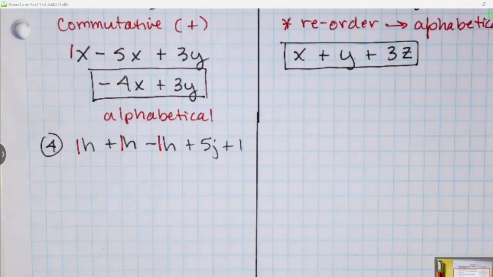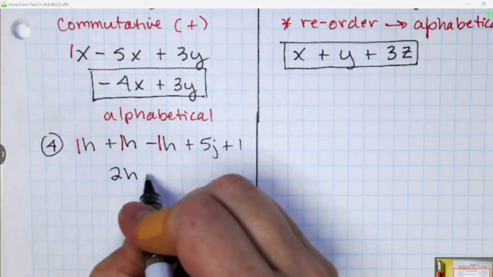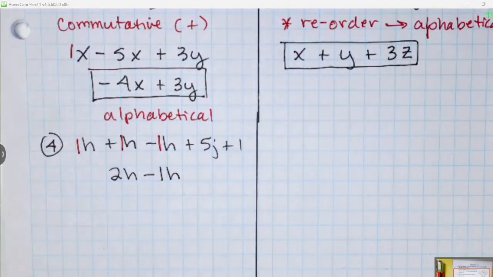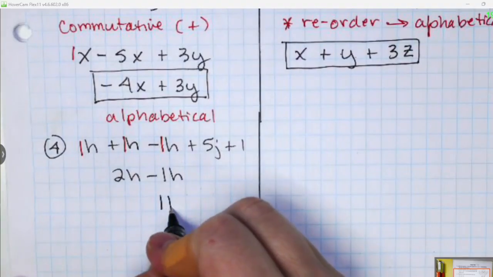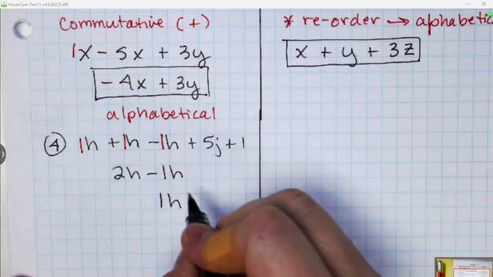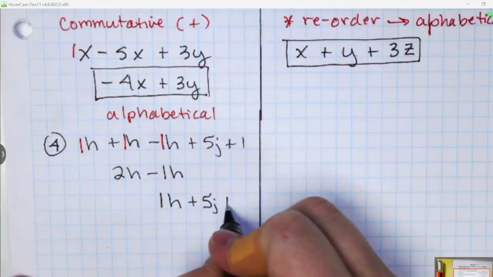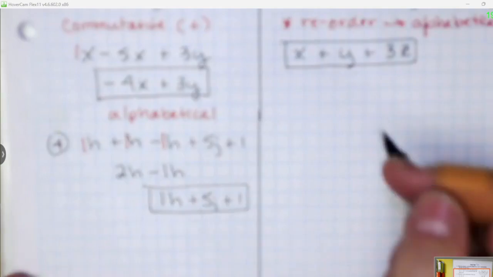So when you add the like terms, which are the h's, you go 1 plus 1 is 2h, and then 2h minus 1h, 2 minus 1 is 1h. So just go left to right. Now we have been practicing that quite a bit just without the letters. Bring down the plus 5j and the plus 1, and you are done, and it's in the right order.